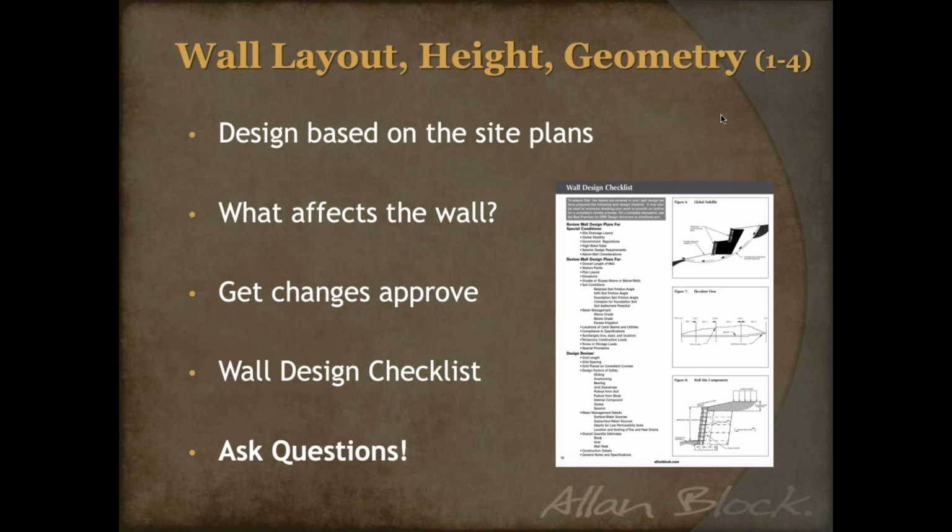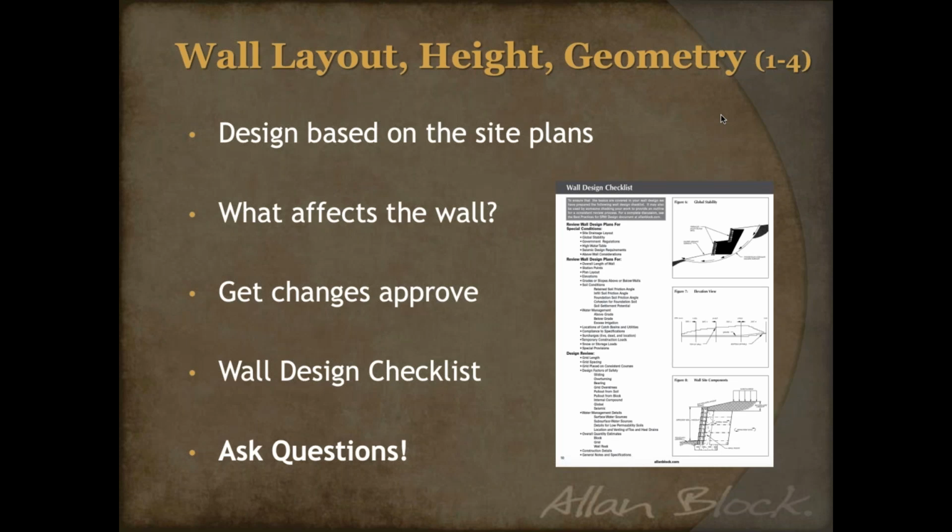A good place to go to learn more about this is the wall design checklist in our spec book. That's what this image is here. It's on page 10 of the spec book that's attached as a handout for all of you. Basically, it's just a list of things to consider when you're looking at your site plan to make sure that the wall layout, height, and geometry includes everything that's needed for the design of the wall.